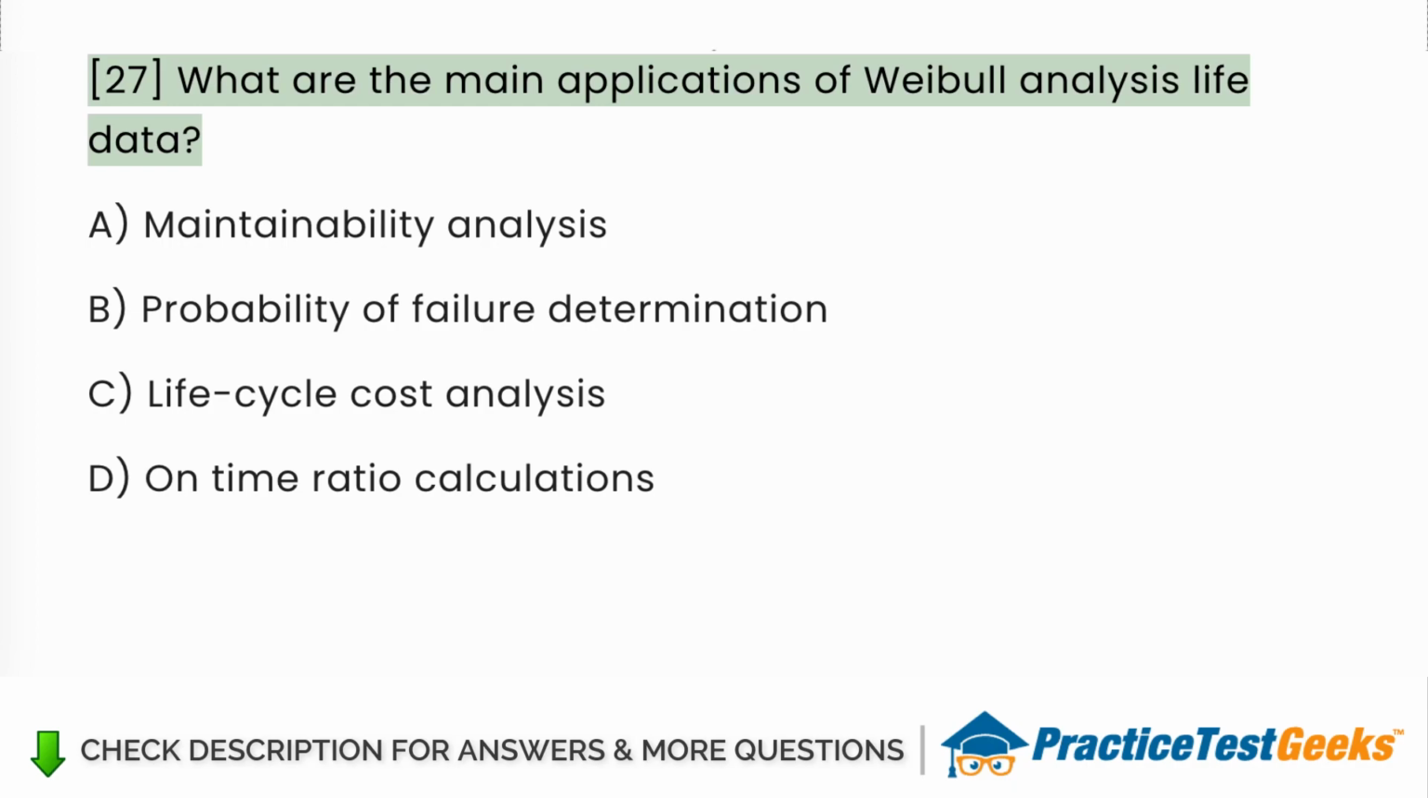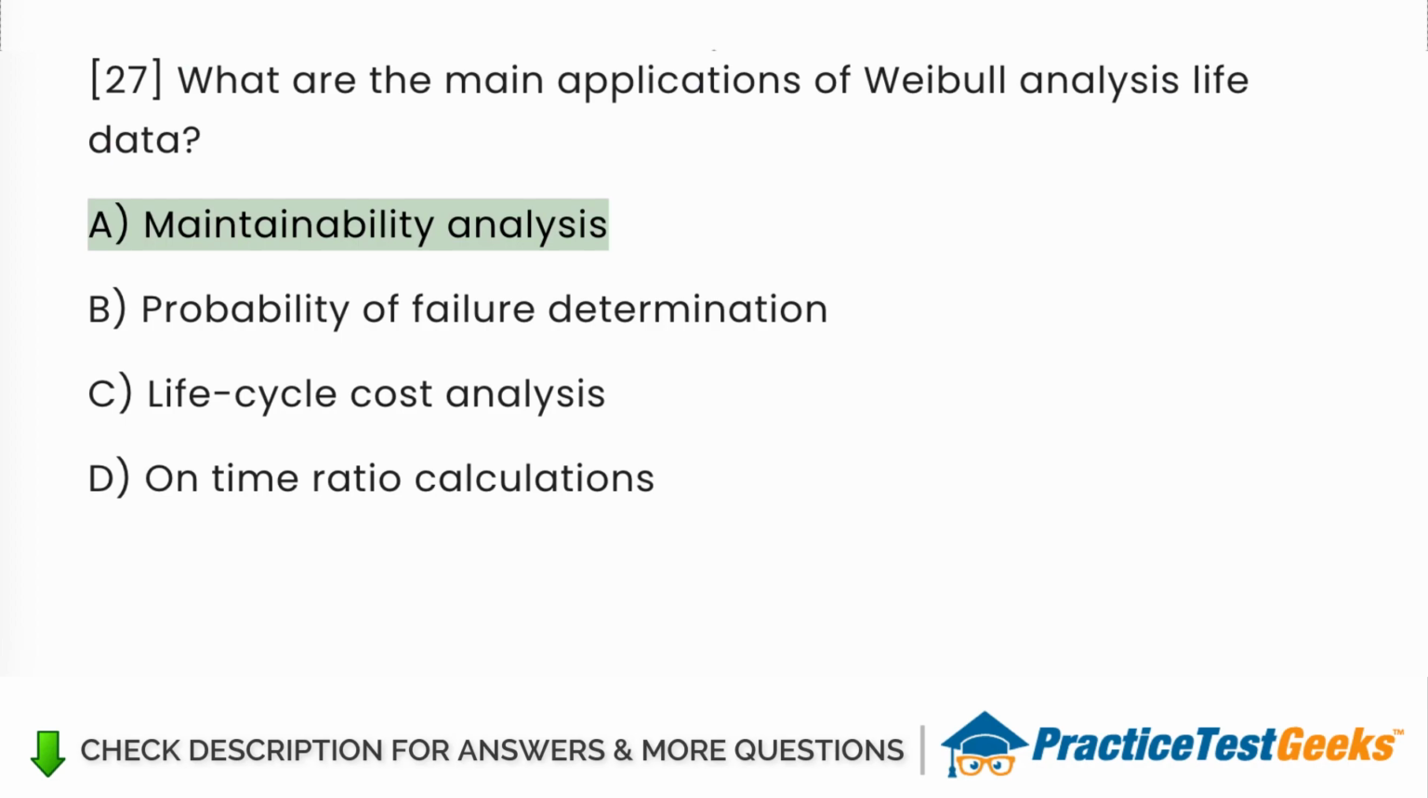What are the main applications of variable analysis life data? A. Maintainability analysis. B. Probability of failure determination. C. Life cycle cost analysis. D. On-time ratio calculations.